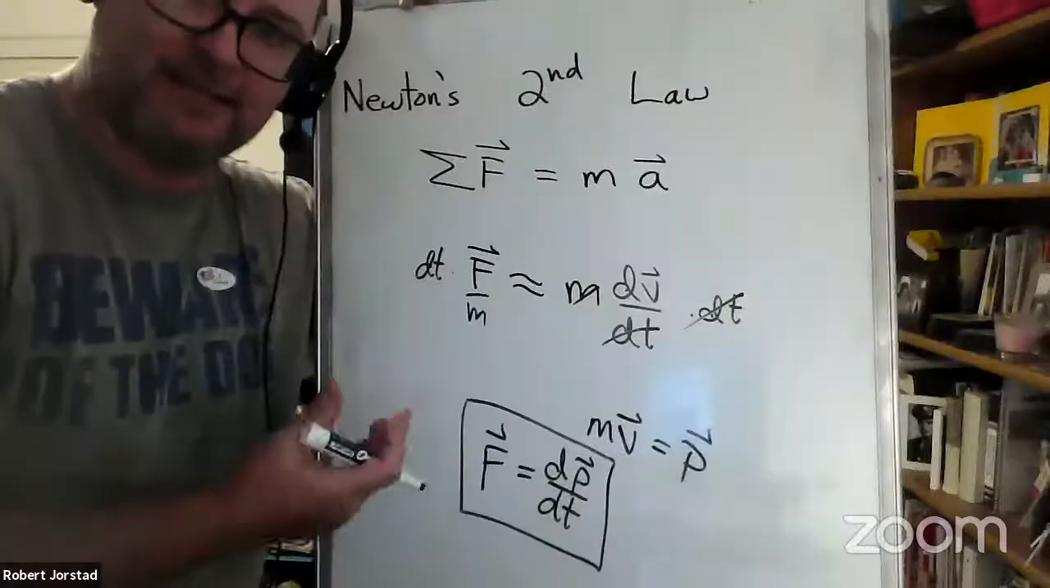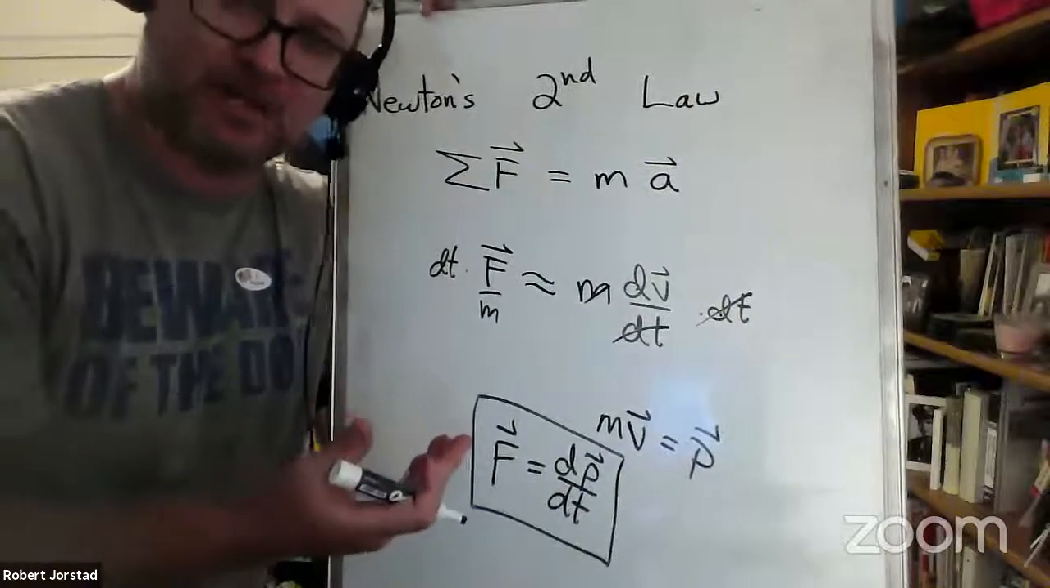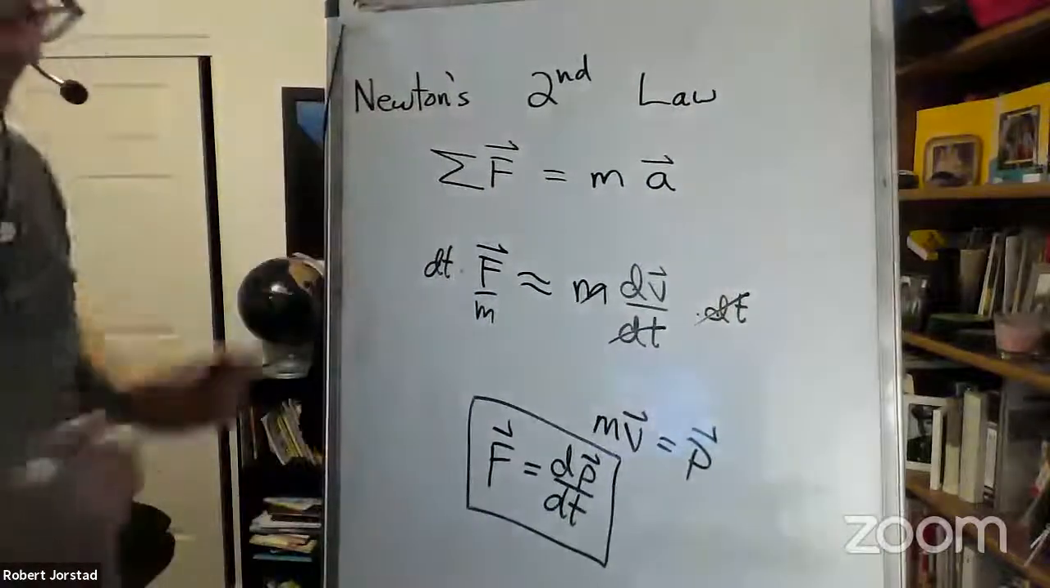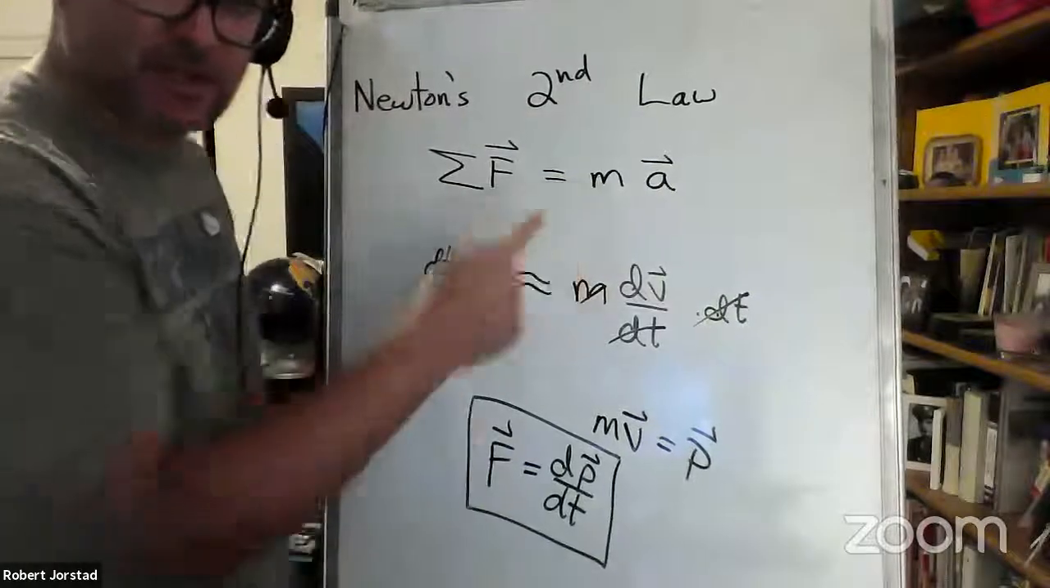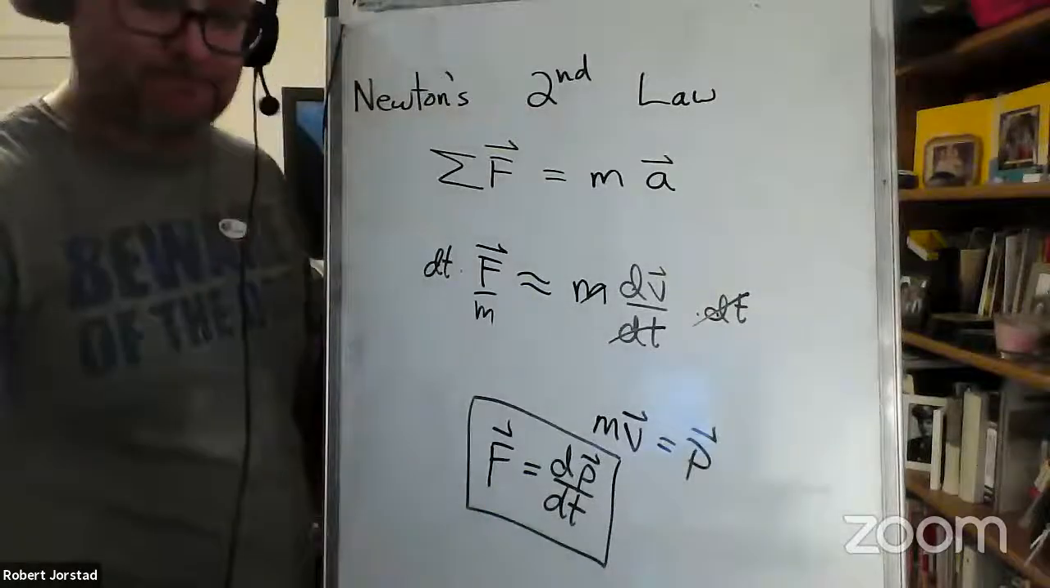Why is that better? Is it more accurate? It's valid whether you're close to the speed of light or not close to the speed of light, whereas this equation is not valid if your speeds are close to the speed of light. Oh, okay, so that works more for everything? Yeah, it's more general. Okay.